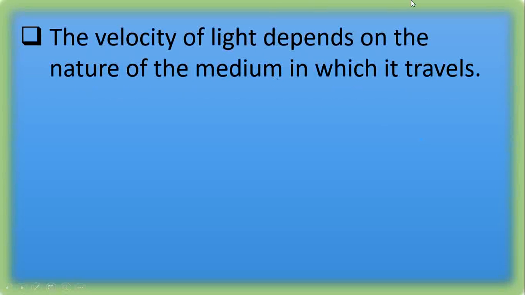The velocity of light depends on the nature of the medium in which it travels. As I already told in the previous point, the velocity of light depends on the nature of the medium, air and water. So air has a different nature and water has a different nature. So the velocity depends on the nature of the medium in which it travels. While traveling in glass, it has a different velocity. While traveling in air, it has a different velocity.